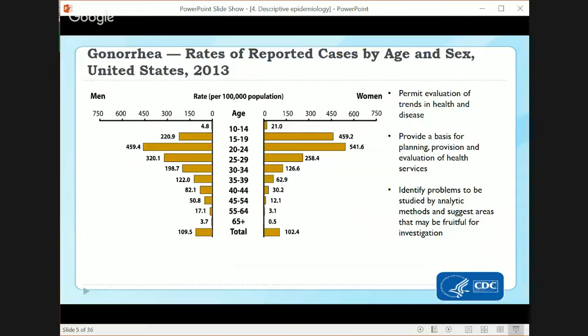So thinking back to the goals of descriptive epi, to permit evaluation of trends in health and disease, when you look at this, you can see that there is a trend here, right? We've got a peak in middle ages and then it tapers off. Same for men, a peak in these middle ages, this 15 and 19 age, and then it tapers off.